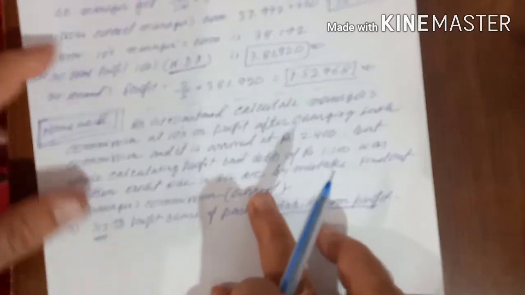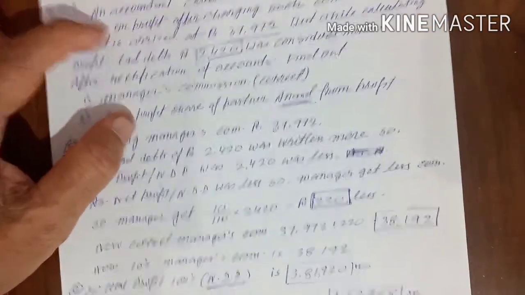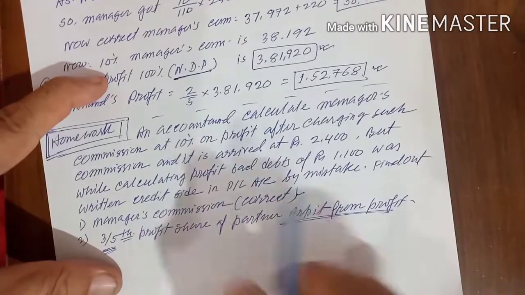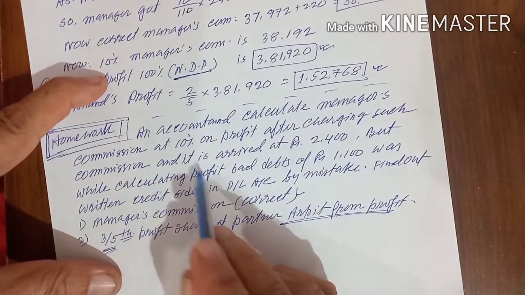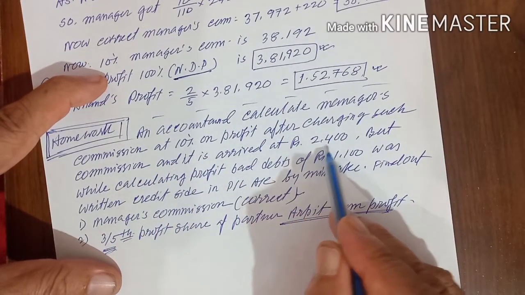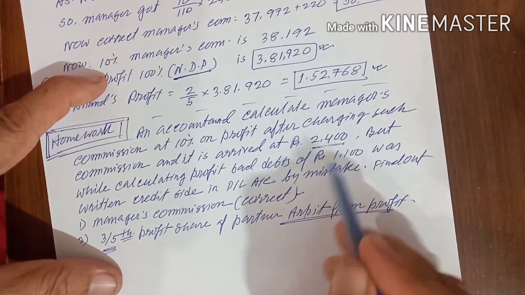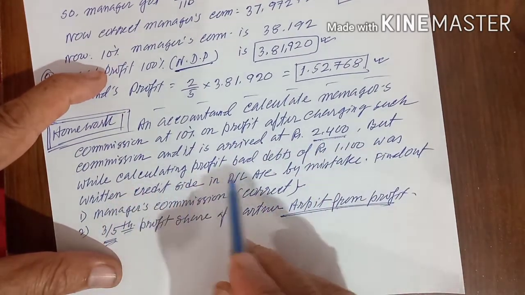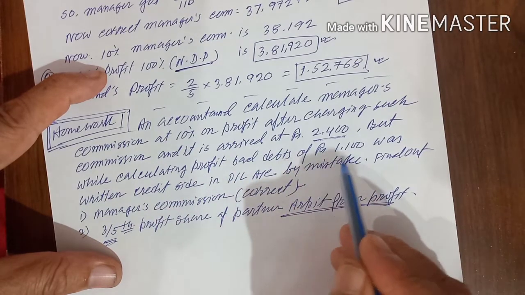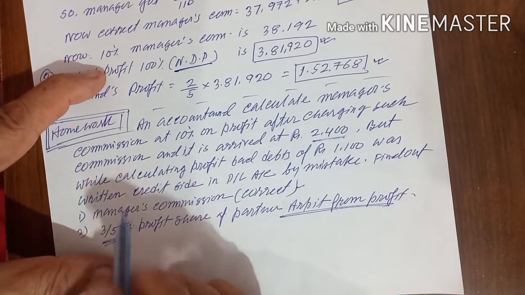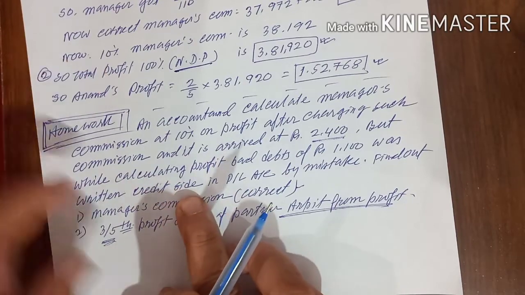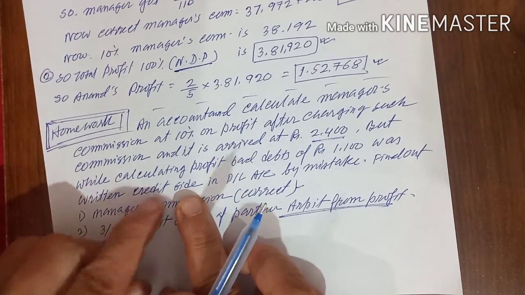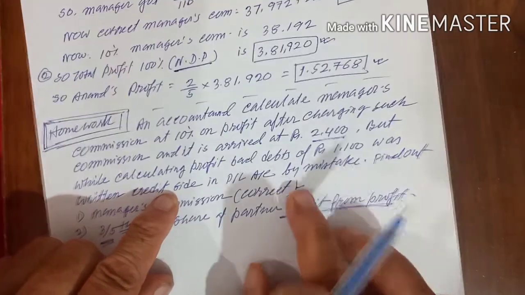This question I made myself, but it is not the same as question number 3. There I have changed something, so you try to do it. 10% manager's commission already calculated is 2,400, but what mistake have they done? While calculating profit, bad debt of rupees 1,100 was written on the credit side. Actually bad debt should come on the debit side, but by mistake it was written on the credit side.